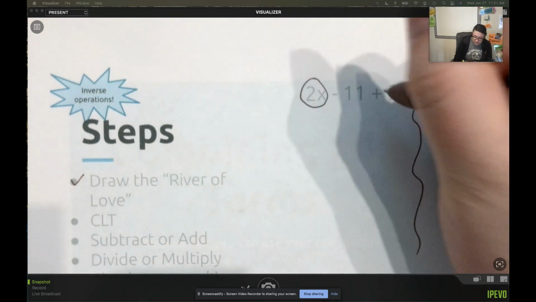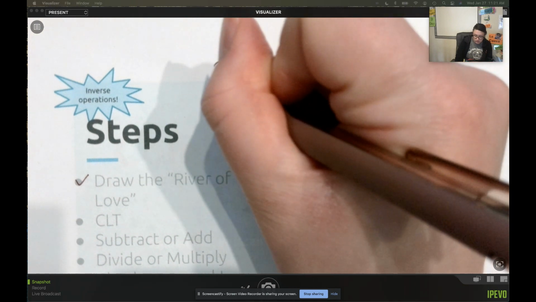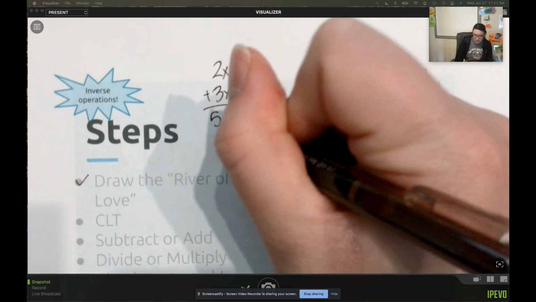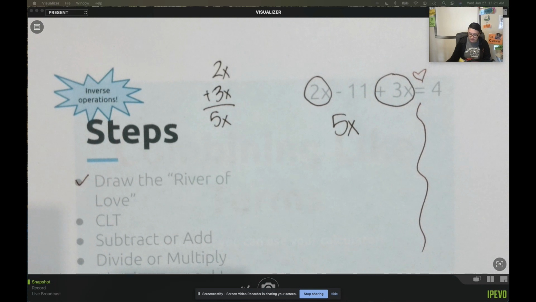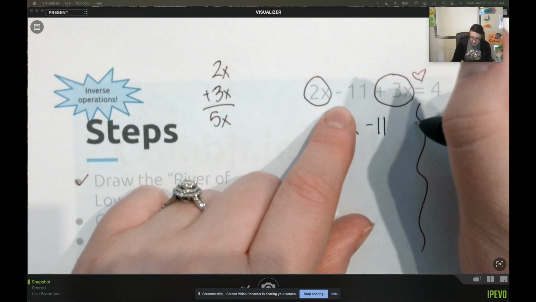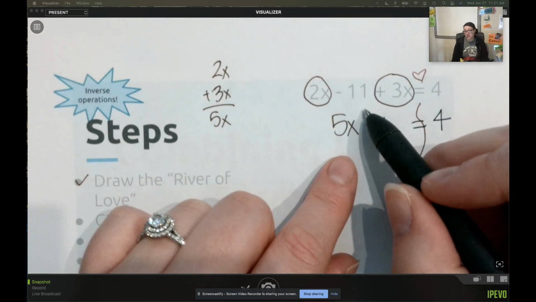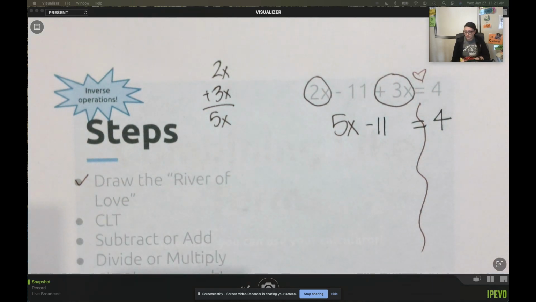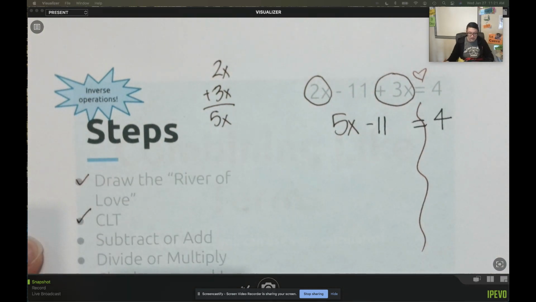Yeah, I have a 2x and I have a plus 3x. What is 2x plus 3x? 5x. So I've got that 5x, and then I want to make sure I keep everything else with me. So I have minus 11 equals 4. There's nothing to combine that minus 11 with. It doesn't have a variable. So now that I've done my combining like terms, I can go through and I can do my sad Meg.